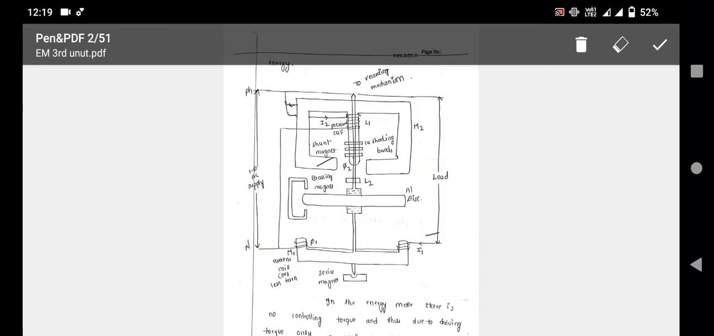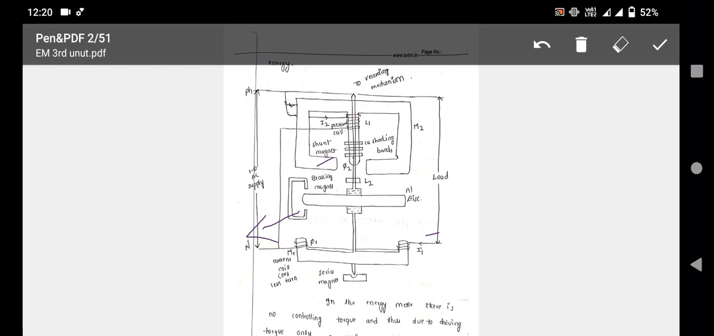Why is it called the series magnet? It is connected in series with the load. The entire load current passes through this series magnet, whereas the shunt magnet is parallel to the phase and neutral. It is connected across the phase and neutral. It is known as the shunt magnet. And the braking magnet; in total there are three magnets: one is shunt, another one series magnet, and the braking magnet.